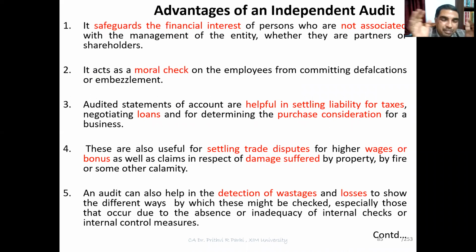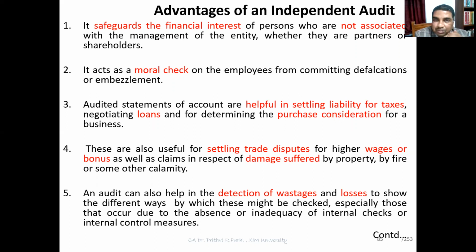The same applies in the case of a partnership business, as you can imagine. All the partners may not be able to participate in the management. But if a partner is not able to participate in the management, he should be assured that his financial interests are taken care of. Auditing gives that kind of assurance. It safeguards the financial interests of persons who are not associated with the management of the entity. So even if they are not involved with the day-to-day activities, their financial interests are taken care of. That is one major advantage of auditing.